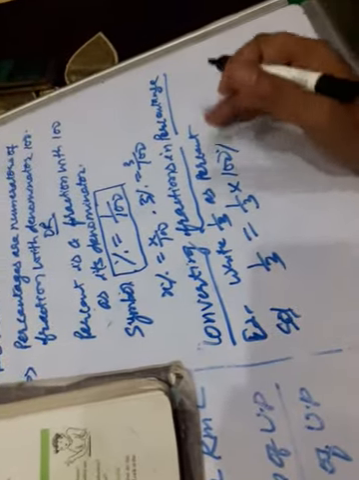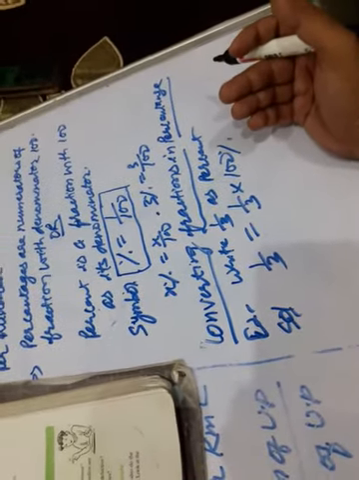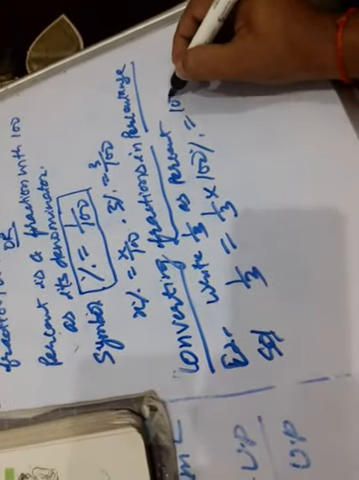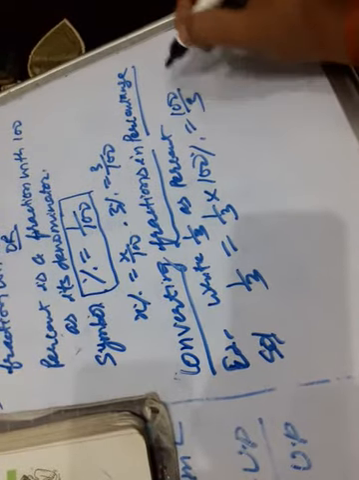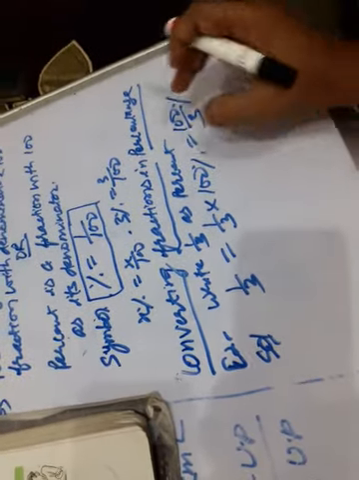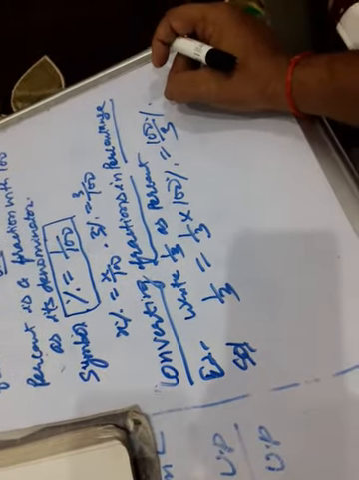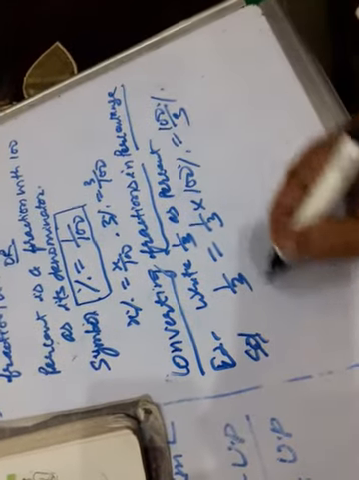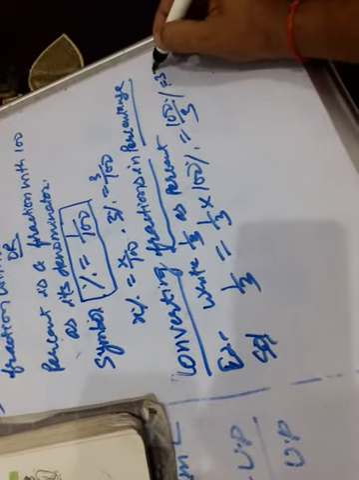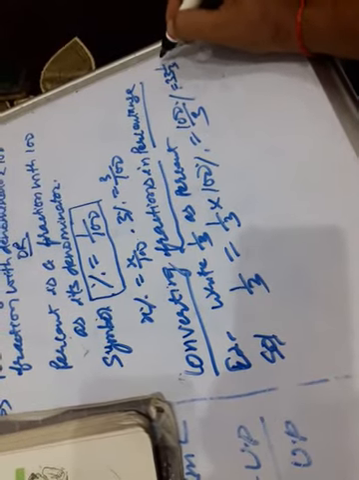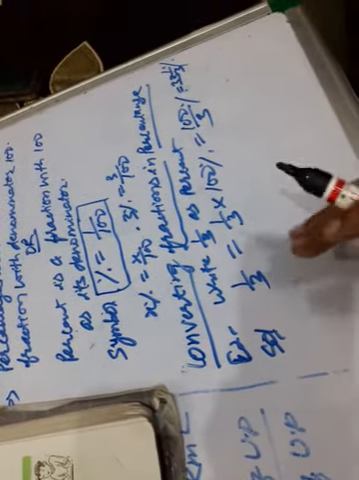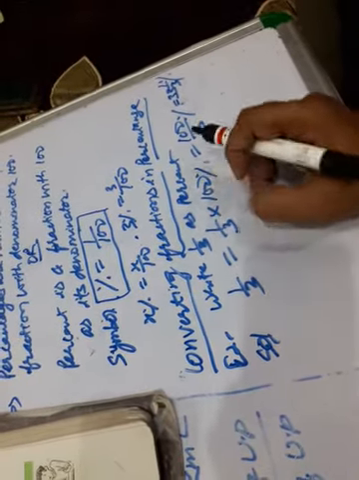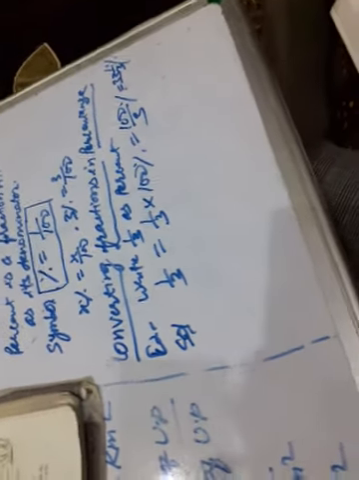There are two ways: 1 upon 3 into 100%, or 1 upon 3 into 100 upon 100, and 1 upon 100 equals percent. So 1 upon 3 into 100% equals 100 upon 3 percent. And what is 100 upon 3? An improper fraction. So this has to be converted into a mixed number. This is equal to, children, how much? 33 and 1 upon 3%. So in order to convert a fraction into percentage, just write the fraction and multiply it by 100%.